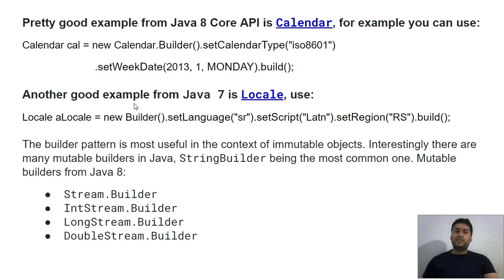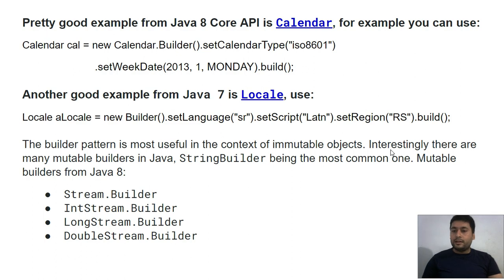In another example, from Java 7, the Locale class. Locale is also very useful, and we have used it in many places. Locale is basically used while setting a language, a script, or other language settings, and based on your region or country, it will display the corresponding code. So you can also build it. Got it? The builder pattern is most useful in the context of immutable objects. Whenever you want an immutable object, the builder design pattern is the most useful feature.